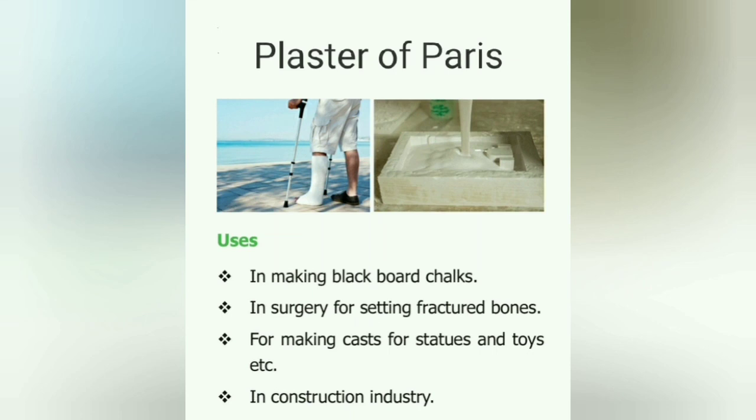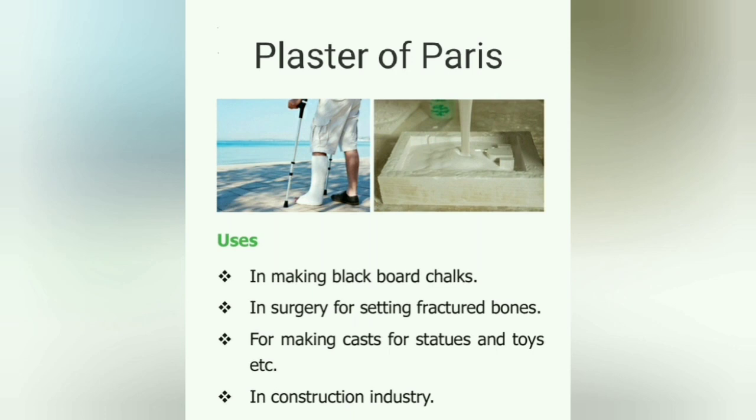Plaster of Paris. The plaster of Paris consists of a fine white powder called calcium sulfate hemihydrate. The molecular formula of plaster of Paris is CaSO4.½H2O. The plaster of Paris is prepared by heating gypsum, where it gets partially dehydrated.